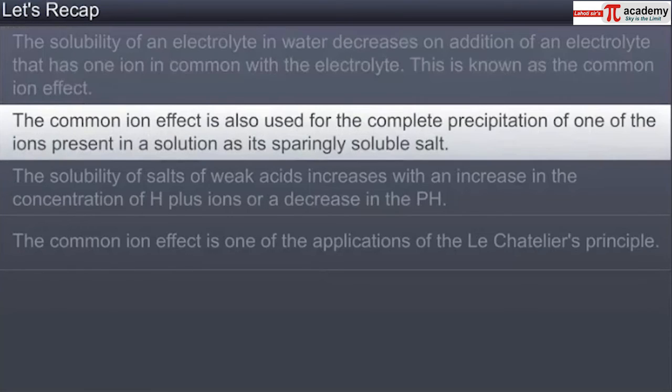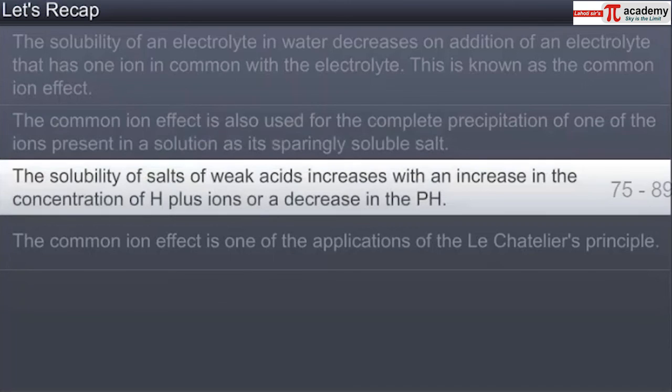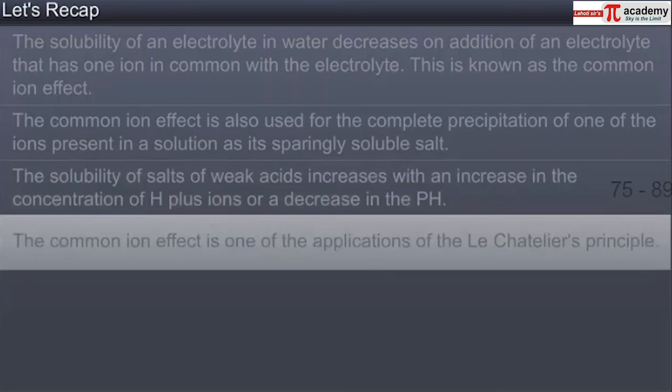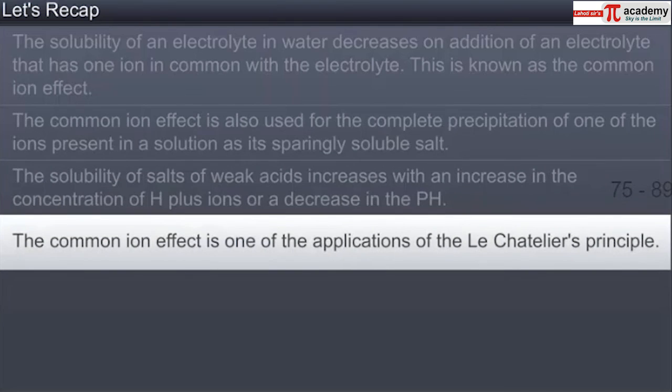The common ion effect is also used for the complete precipitation of one of the ions present in a solution as its sparingly soluble salt. The solubility of salts of weak acids increases with an increase in the concentration of H+ ions or a decrease in the pH. The common ion effect is one of the applications of Le Chatelier's principle.